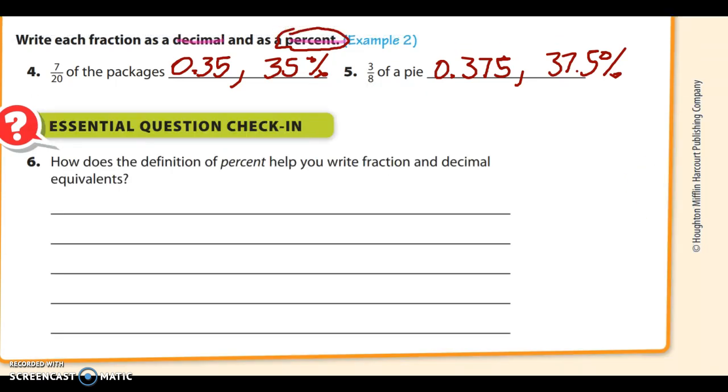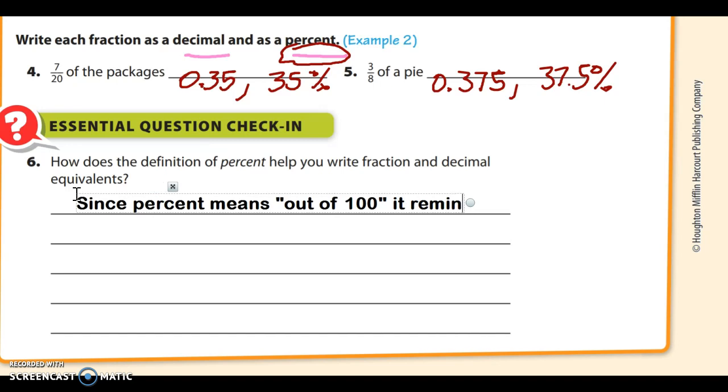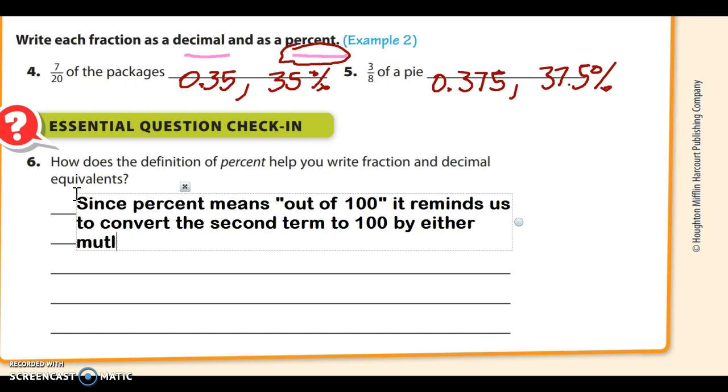Number 6 says, how does the definition of percent help you to write fraction and decimal equivalents? Well, percent means, I'm going to type, since percent means out of 100, it reminds us to convert the second term to 100 by either multiplying or dividing, or using long division.